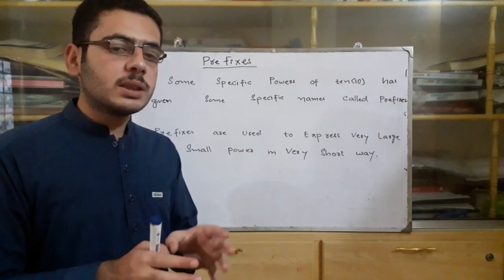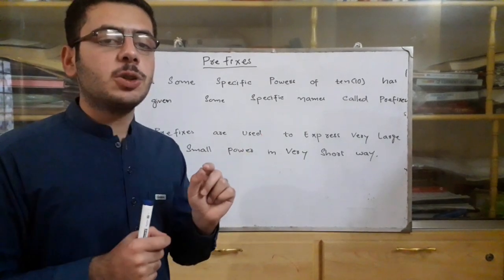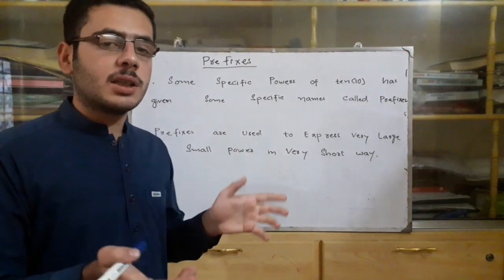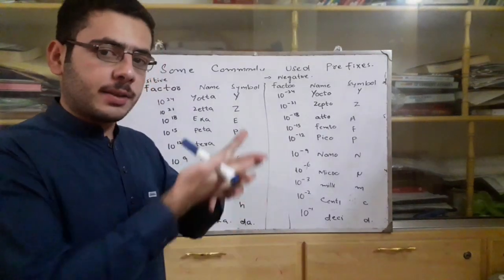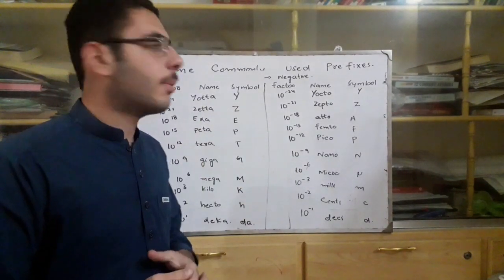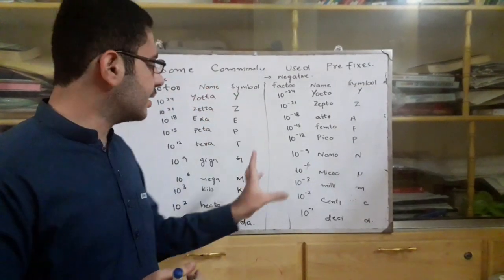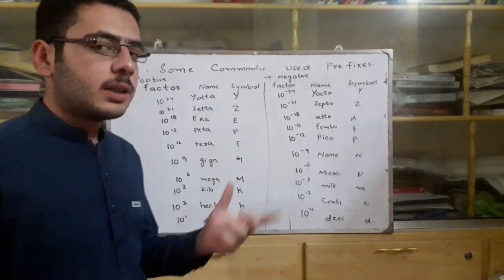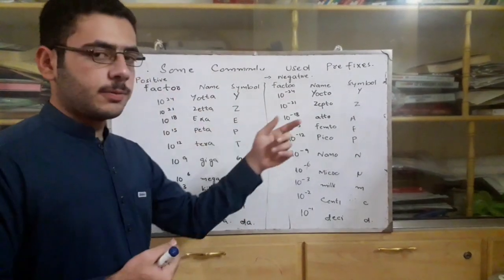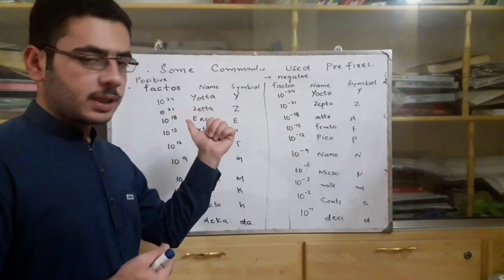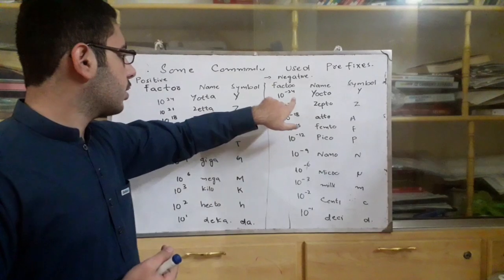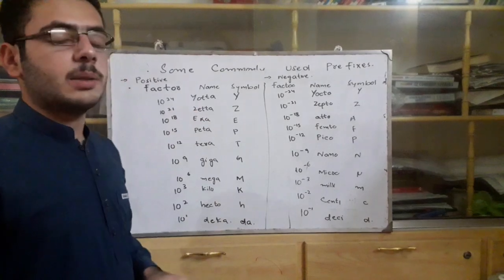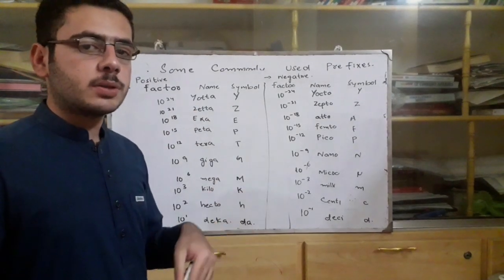Now let's come towards some commonly used prefixes which we use in our daily routine for large or small numbers. Let's learn from the table. The second step of prefixes is the table of some commonly used prefixes. I have converted this table into two parts, positive and negative. This side is the positive table and this is the negative table. Here are the negative numbers: 10 raised to minus 24, minus 21, minus 18, and there are the positive numbers: 10 raised to power plus 24, plus 21, plus 18.